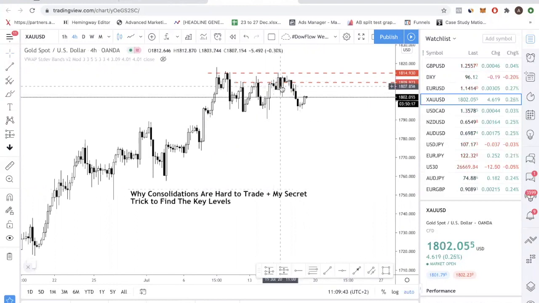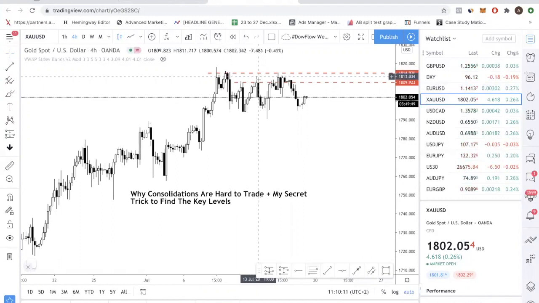Over here, what I've done is I have drawn two lines, at 1809 and 1814. This is the challenge of trading consolidation. If you get the level wrong, you're going to lose money. So if you had shorted at 1809, not considering this upper resistance, and you put your stop loss above this swing high point over here, then you would have lost money.